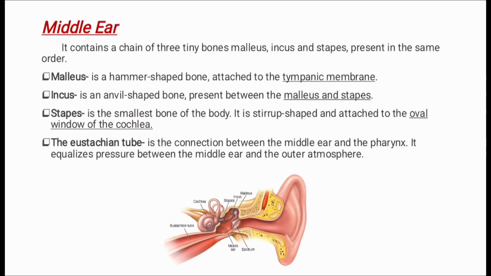And the next part of the middle ear is the eustachian tube. This eustachian tube is the connection between the middle ear and the pharynx. It equalizes the pressure between the middle ear and the outer atmosphere. Since the eustachian tube connects the middle ear and pharynx, when we apply any drops in the ear, we can taste that drop. Why? Because the eustachian tube is connected between the ear and the pharynx. Because of this eustachian tube, we are tasting the droplets which we have applied in the ear.